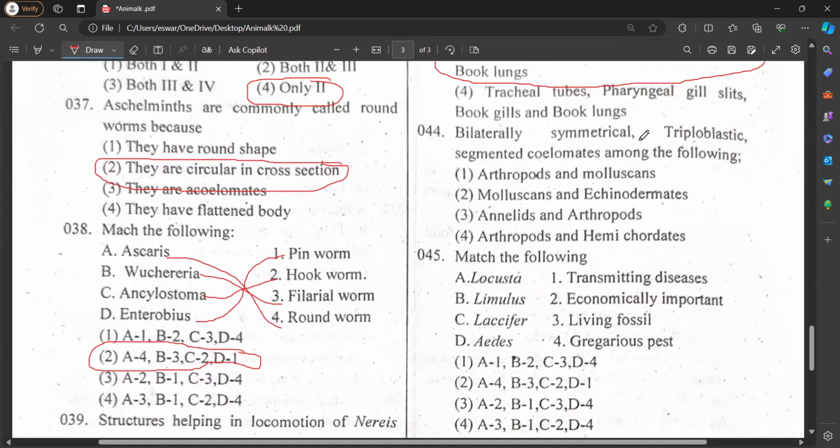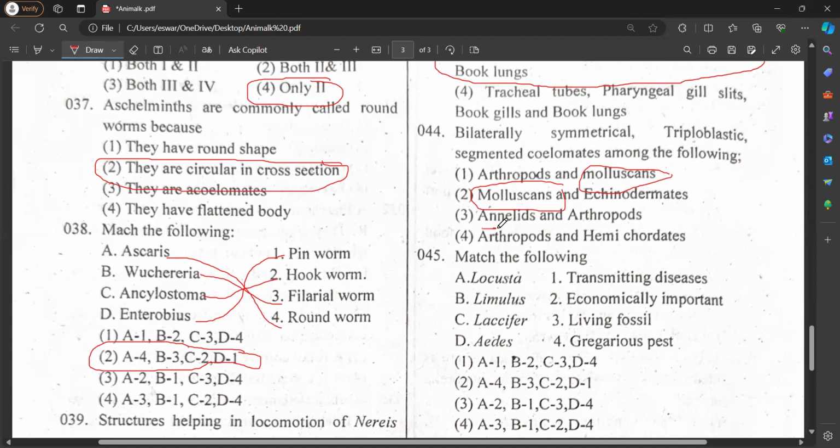Bilateral symmetrical, triploblastic, segmented, coelomate among the following. So, segmented, he said, phylum Arthropoda and Mollusca. Of course, Arthropoda, okay, but Mollusca is incorrect. It is an unsegmented phylum. Next, Mollusca given. Mollusca is an unsegmented one. Although it is bilateral symmetrical, triploblastic, coelomate, it is an unsegmented phylum.